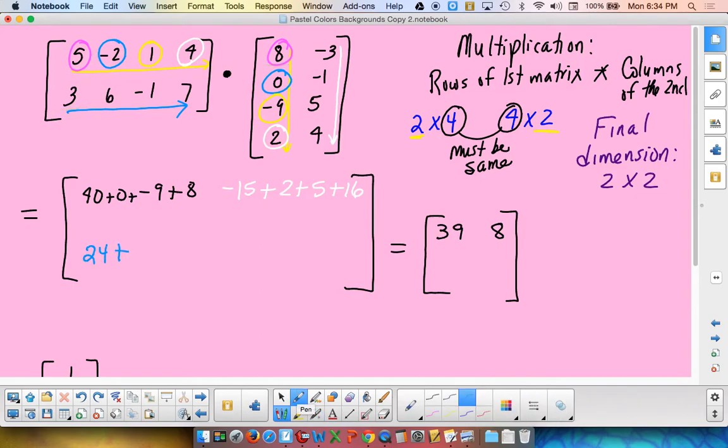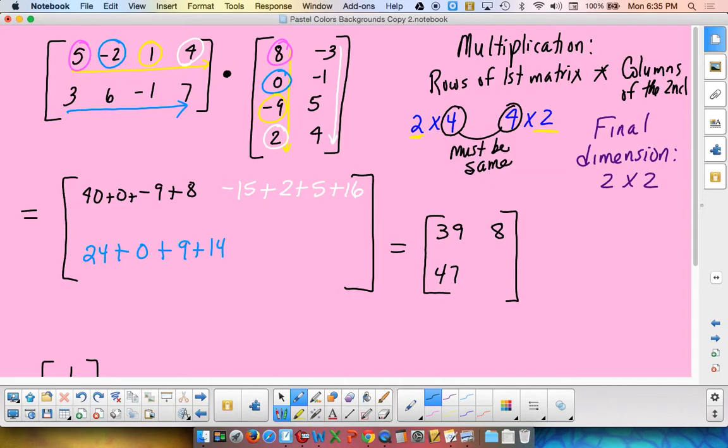24, plus, now when I do second numbers, 6 times 0 gives me 0, plus third numbers, negative 1 and negative 9, which will give me a positive 9. And then last but not least, if I do third numbers, I'm going to have 7 times 2, and that's going to give me 14. Add all those together, I got 33, 43, 47, and so my answer there would be 47.